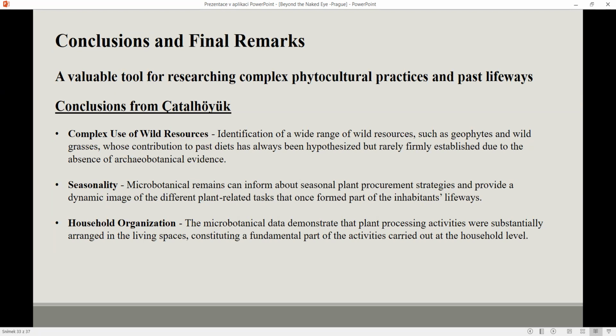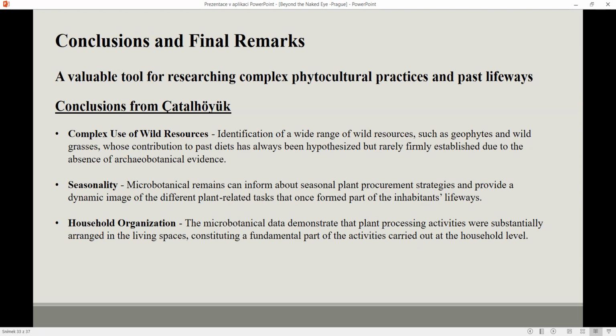And we can also get insight about the seasonal use of plants at Chateaubriand, where microbotanical remains can inform about the seasonal procurement of plants and provide a dynamic image of the different plant-related tasks that once formed part of the inhabitants' lifeways.